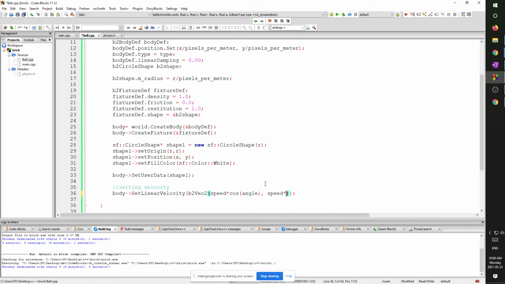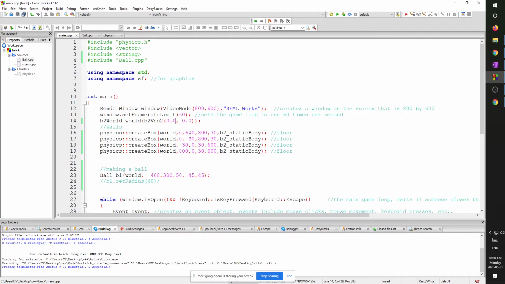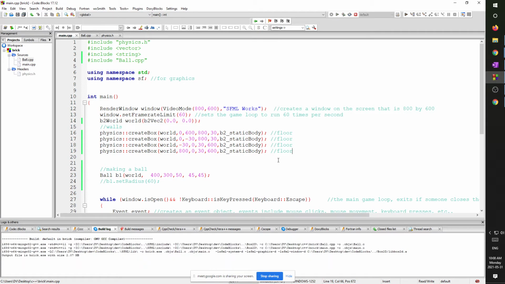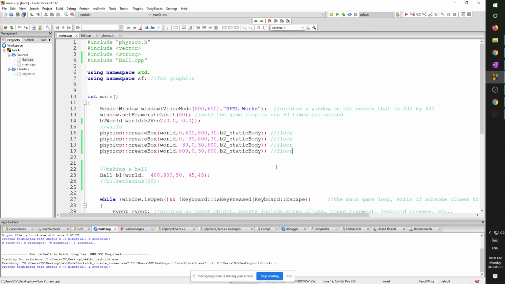But I'm going to write times the sine of angle here. And I gave it an angle of, let's see, I gave it a speed of 45 and an angle of 45. So I'm looking for something that when I run this ball, 45 is going to be really fast, by the way. That's definitely not 45 degrees though.